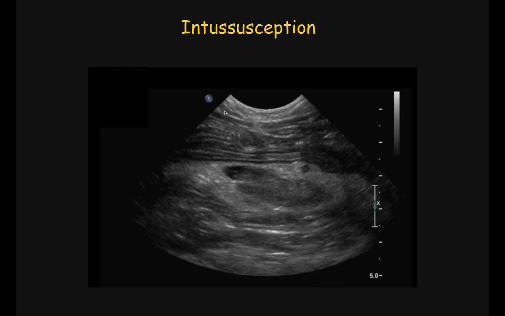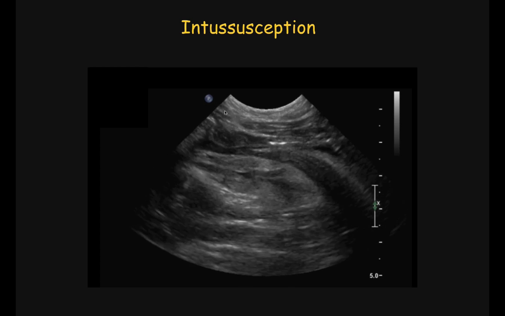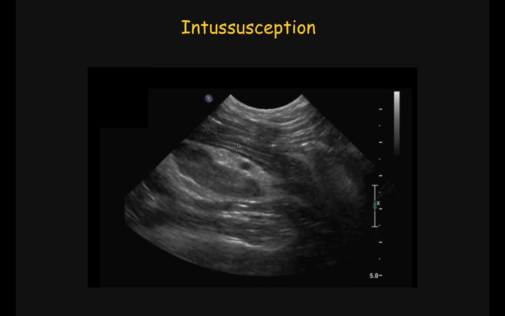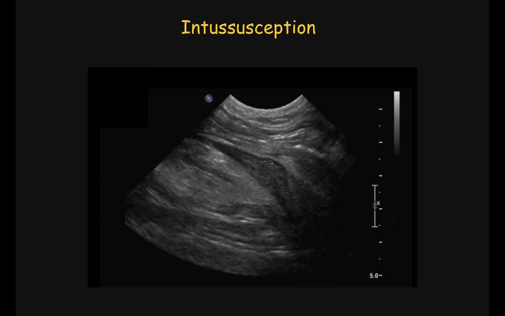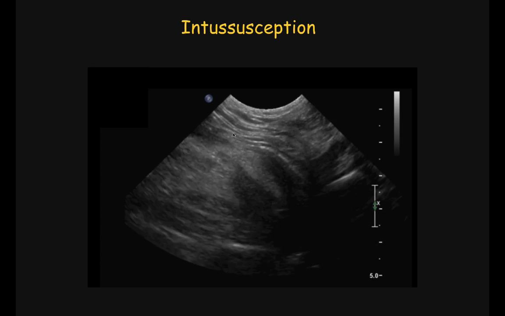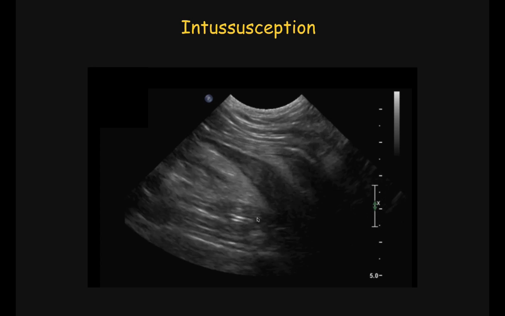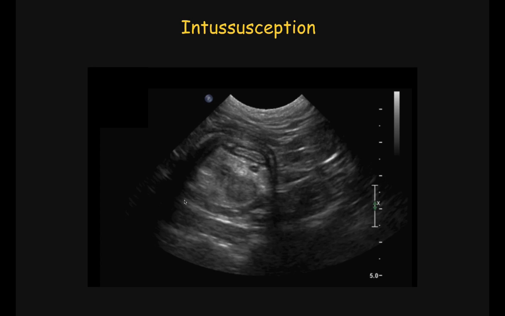Longitudinal view of the intussusception, the inner bowel segment, the invaginated lymph nodes, and the outer bowel segment. A little more difficult to evaluate on longitudinal view, as we see on these transverse images. It is much more obvious to see the outer bowel segment, the inner bowel segment, and in this case, the invaginated jejunal lymph node.